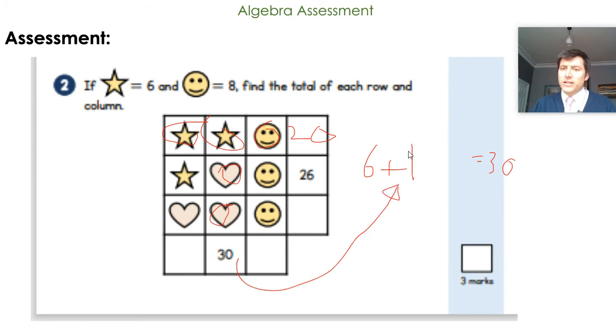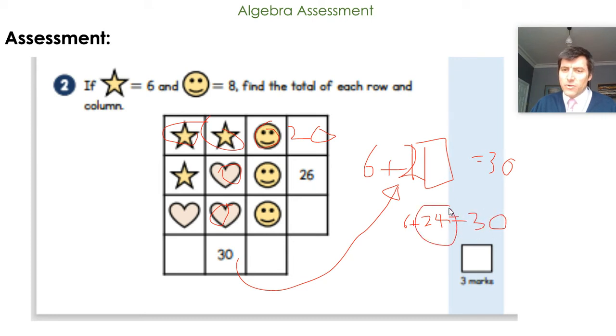Now, it's plus 2 lots of something, so it's 2 somethings. That's the heart. Well, let's change it a little bit. Let's think that 6 and something make 30. So what would go there? Well, 6 plus 24 equals 30.